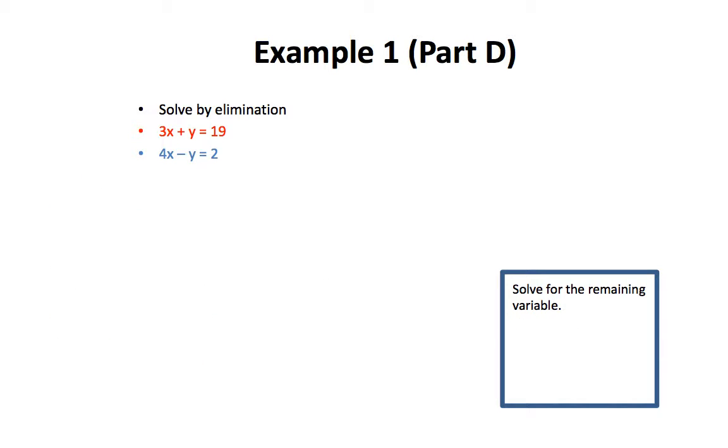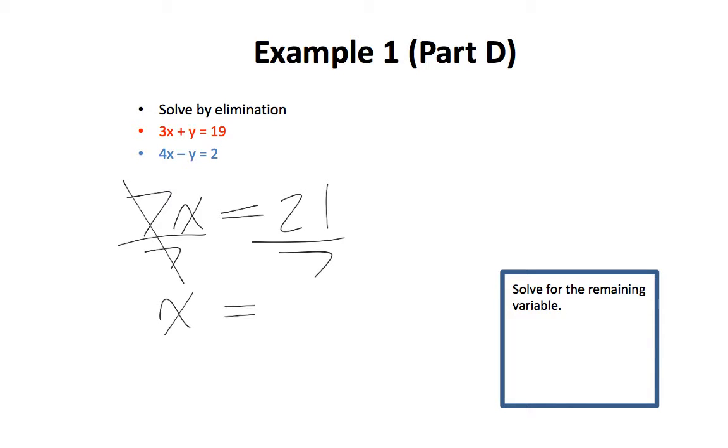Next, we want to solve for the remaining variable. If you recall, when we added these two equations, we ended up with 7x is equal to 21. Therefore, we need to isolate x, but x is stuck with a multiply by 7. To get rid of the multiply by 7, you need to divide both sides of the equation by 7. So those 7's cancel out, and you're left with 21 divided by 7, which is 3. Therefore, we have just solved for x, and x is equal to 3.